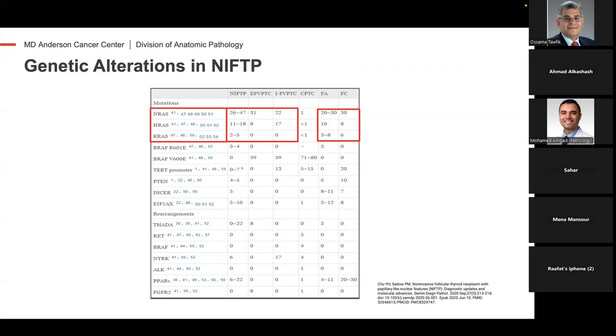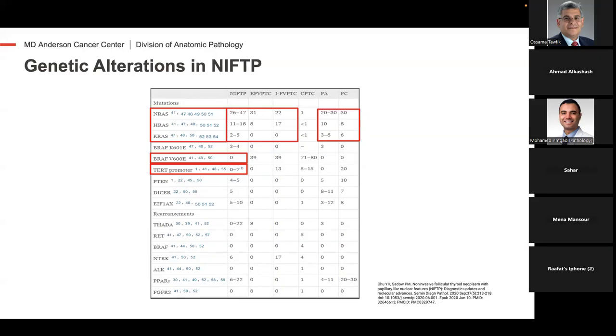And you can see the column in the middle is classic PTC. These usually do not have RAS mutations. And then when you look at BRAF, there were 0 NIFTPs with BRAF mutations, right?